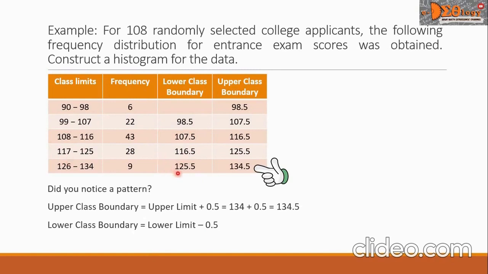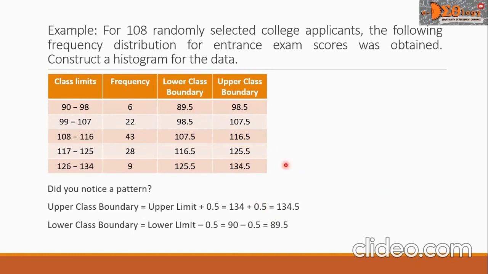And the last, the 125.5, may come from 126 minus 0.5. On the same note, we can compute for this blank, for the value lower class boundary of the first class. We can get the lower limit 90 and then minus 0.5, and we will get this 89.5. We may copy now this value for our lower class boundary of the first class interval.